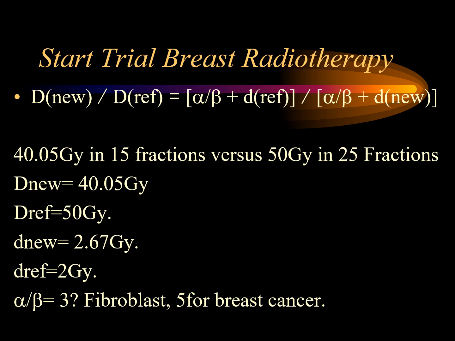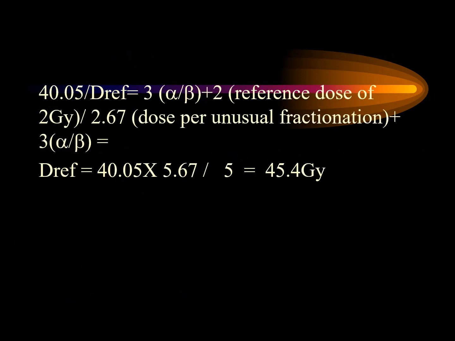And D small nu is the dose per fraction using the abnormal fractionation. And 40 in 15 means that D small nu will be 2.67 gray. Let's calculate this and see how much the 40 in 15 will be equal to. If you multiply it, the D capital ref will be equal to 45.4 gray. And this is what we said in the beginning, by the way. I told you that the 45 in 15 is not equal to 50 gray in 2 gray per fraction, not equivalent. And that's why we reduce the total dose.